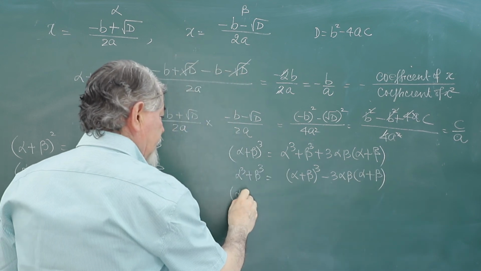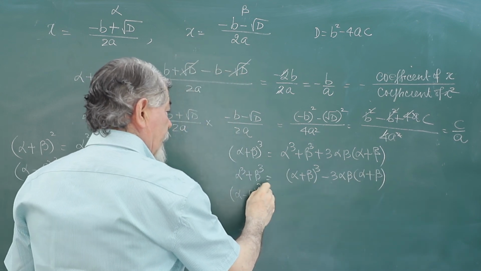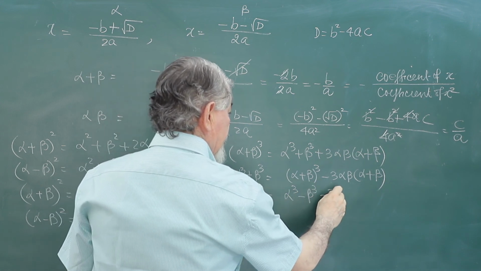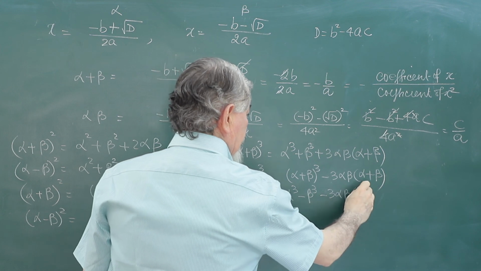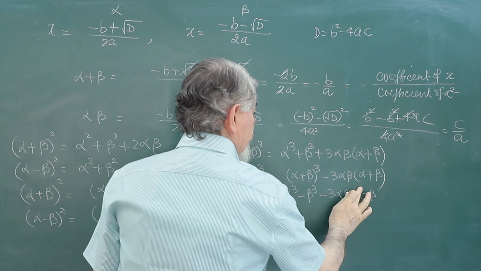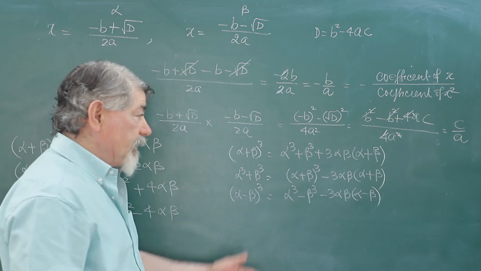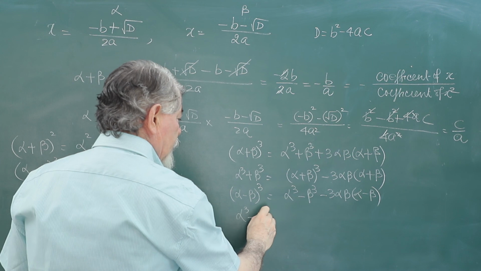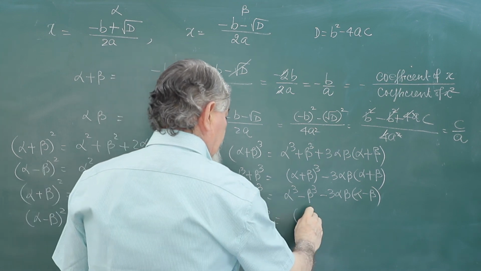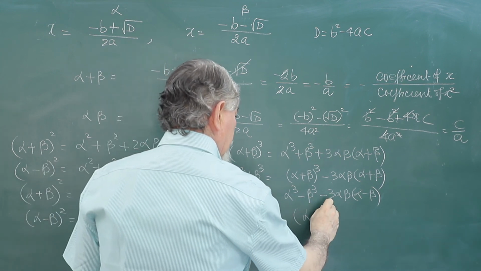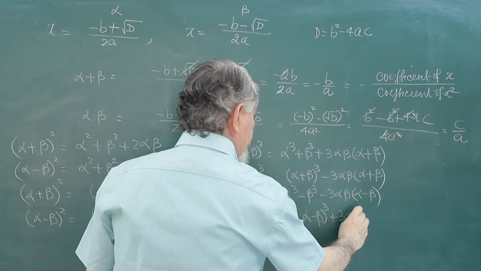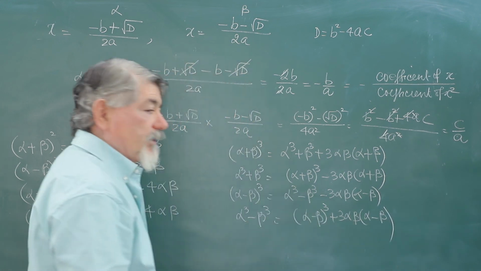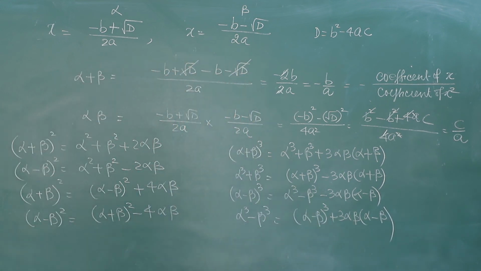Similarly, alpha minus beta whole cube will be alpha cube minus beta cube minus 3 alpha beta into alpha minus beta. So if I want to calculate alpha cube minus beta cube, it will be equal to alpha minus beta whole cube plus 3 alpha beta into alpha minus beta. These are all formulas we have to remember.